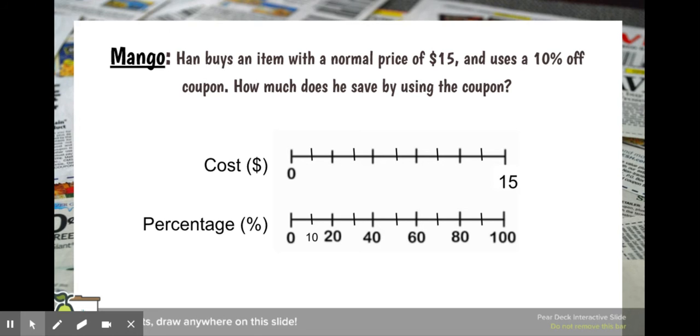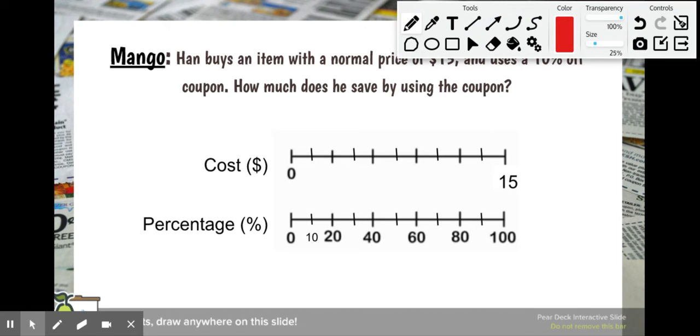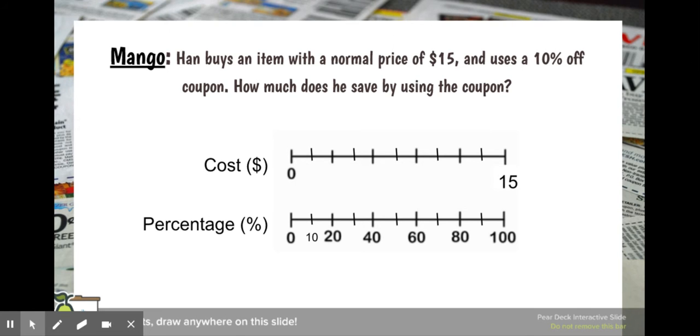Okay, my first question is always, what do I know? What do they give me? In this case, they tell me that this item has a normal price of $15. So I know that its 100% price, its normal 100% price is 15. And it looks like they've already put that information on my double number line.